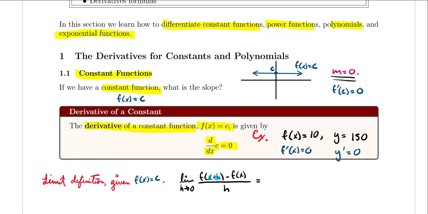So all of this one here is still going to be equal to a c minus, all right, now the original function here was a c. In fact, I'm going to go ahead and put them in blue here. All right, so this one is also a c. Okay, so what do we have on the numerator? On the numerator, we're going to get c minus c, which is going to become a 0. So what we're really working with is the limit as h approaches 0 of 0 over h.